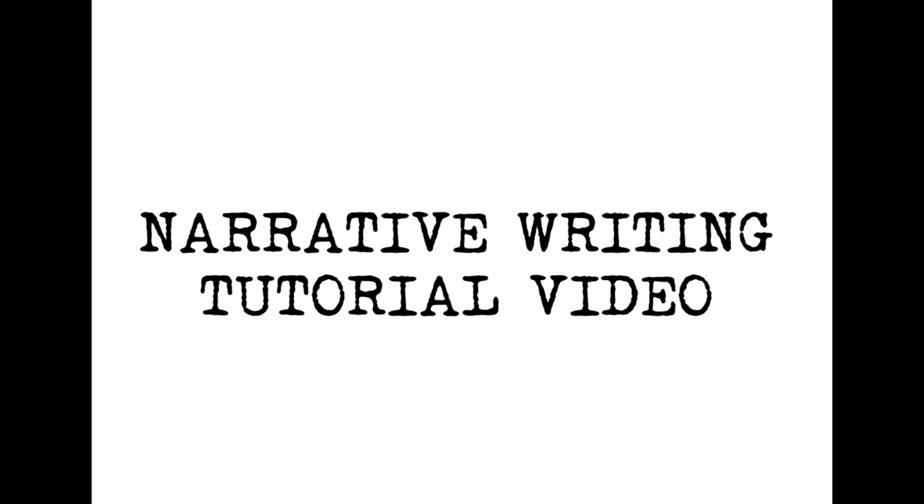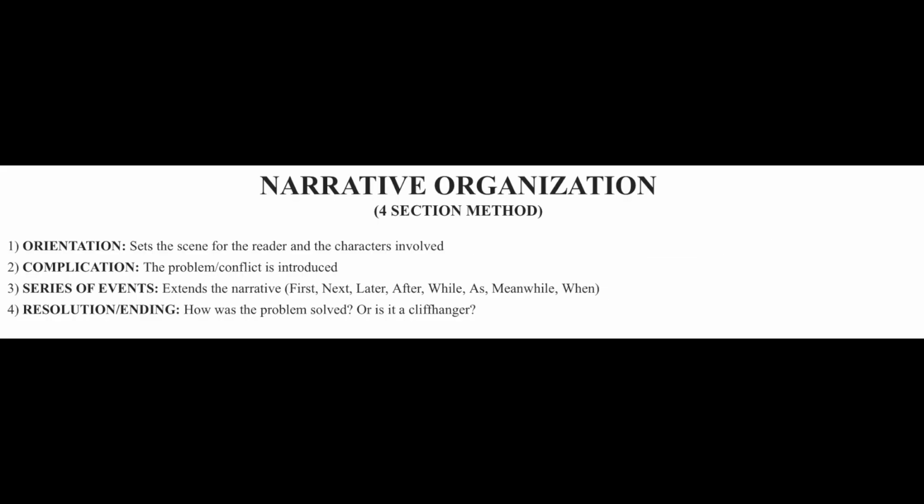The following is a tutorial video for narrative writing. Narratives typically have four sections. The first section is an orientation, which sets the scene for the reader and introduces the various characters. The next section is the complication or problem. Something positive or negative is introduced, and characters respond.